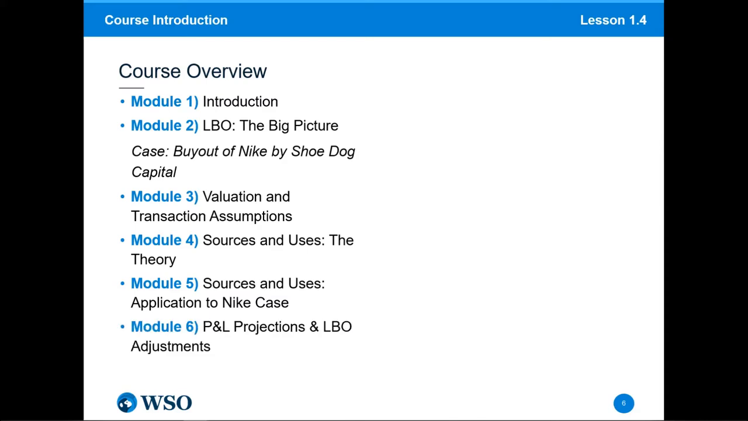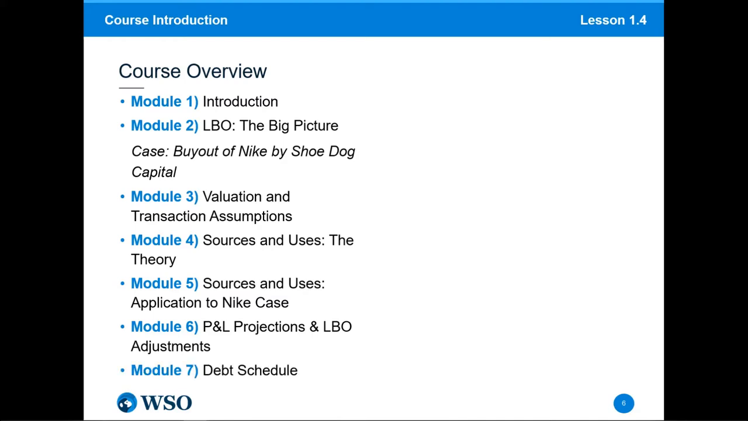Then Module 6 will be very quick. This will be our P&L projections. A lot of this overlaps with our three-statement financial modeling course, but I think you guys will find there's a couple key LBO adjustments that we're just going to highlight here that shows you why an LBO is different from a standard three-statement financial model.